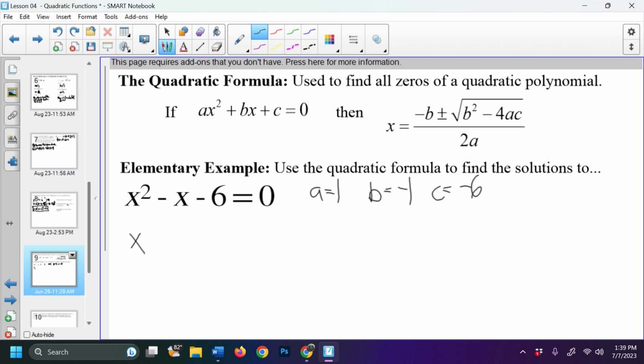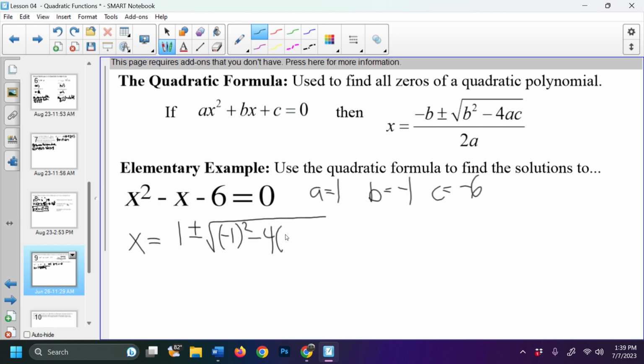So I will have x is equal to, well, if b is already negative 1, then negative b would be positive 1, plus or minus, meaning both the positive and the negative, and then I'll put my square root symbol. Remember, if you're typing this into a calculator, even Desmos, that if you're going to square a negative, you need to put it into the parentheses.